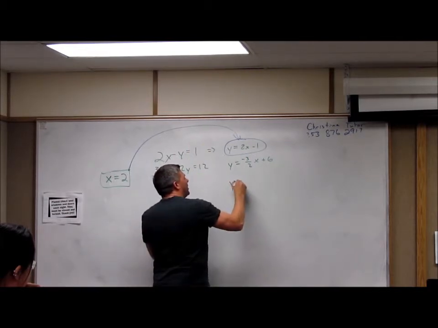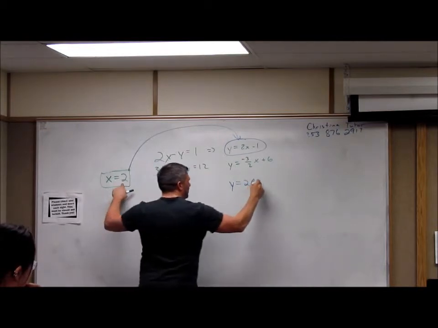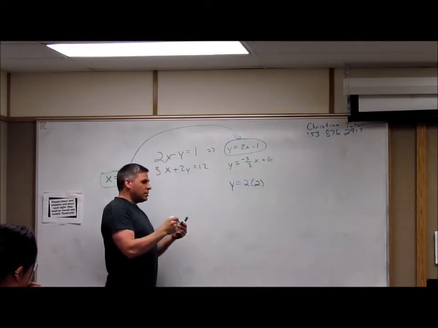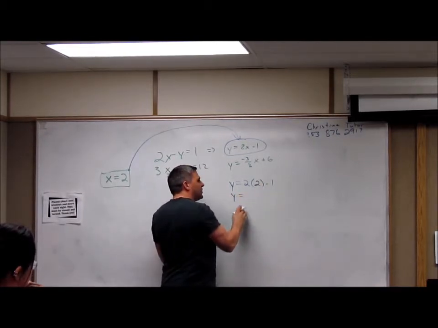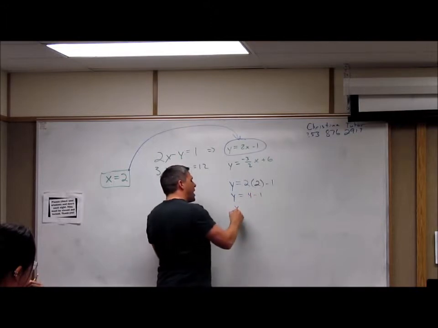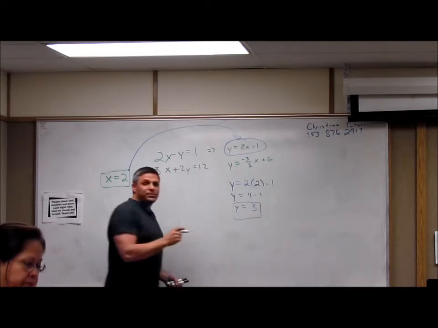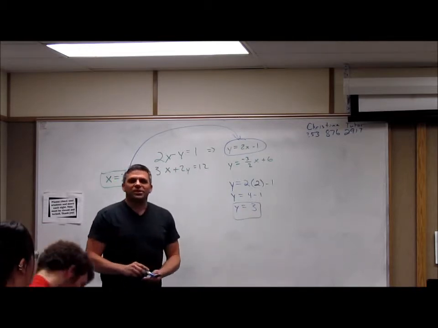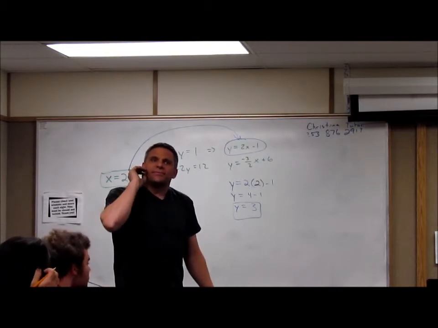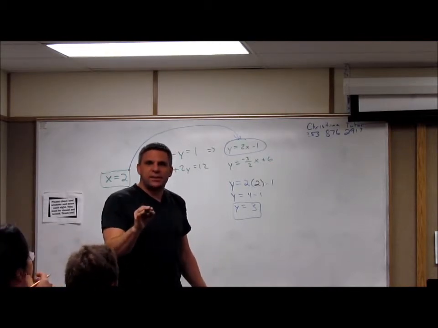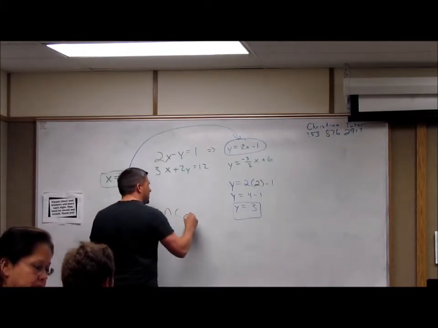I just plug it in. So y equals 2 times this 2 minus 1. So y equals 4 minus 1. So y equals 3. Wow, that was pretty easy. Now the reason we didn't do it like that on the last one was because it was a fraction, right? So, my intersection is where?